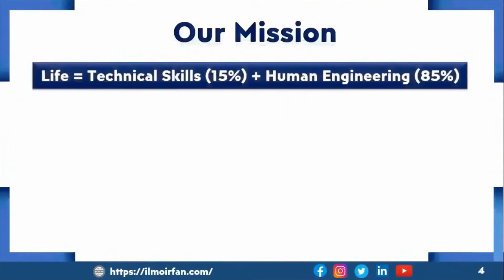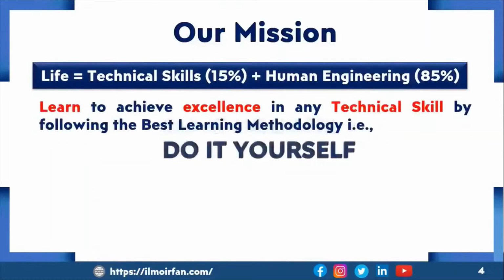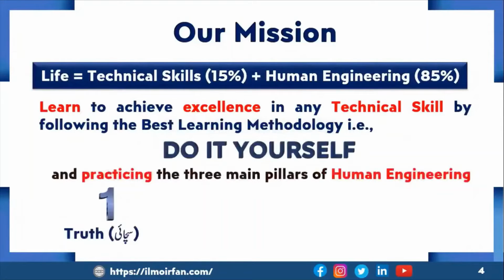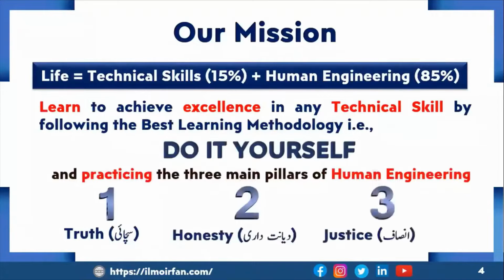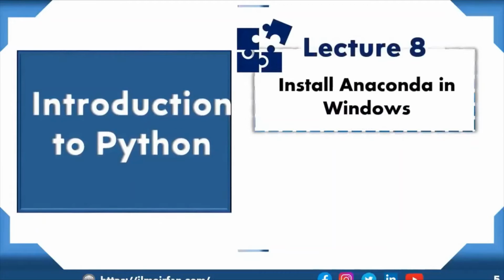The mission of our institute is as follows. According to research, life is equal to 15% technical skills plus 85% human engineering. Therefore, at Irfan Institute, our aim is to achieve excellence in any technical skill by following the best learning methodology, that is, do it yourself, and practicing the three main pillars of human engineering, that are truth, honesty, and justice. To achieve excellence in both technical skills and human engineering, Irfan offers a course.